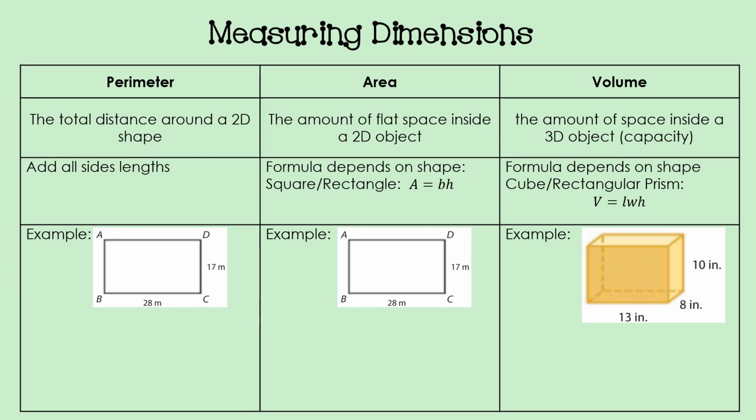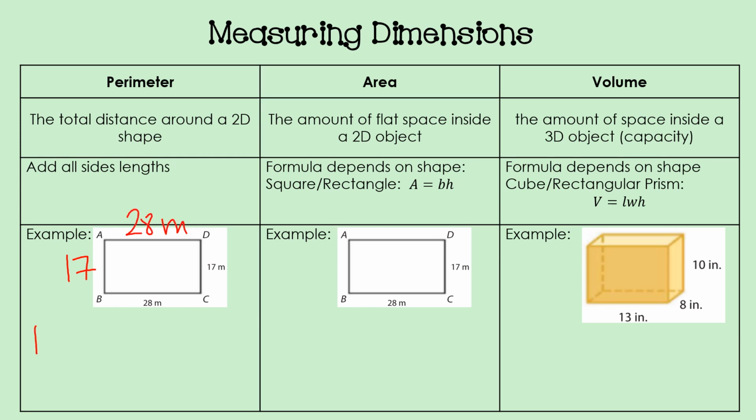Perimeter is your distance around a 2D object. Since it's distance, you're looking at lengths, and since it's lengths, that means your final answer is 1-dimensional, and it should just be measured in units. Okay, so in order to find the perimeter, we add all of the side lengths. So we have this rectangle here. With a rectangle, we know that the opposite sides are the same. So segment AB would be 17 meters long, and segment AD would be 28 meters long.